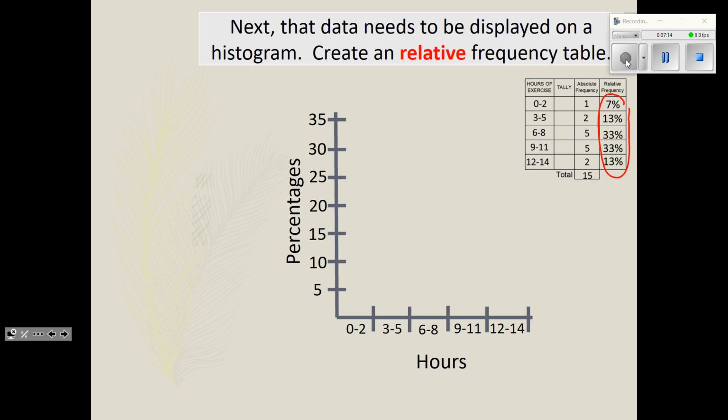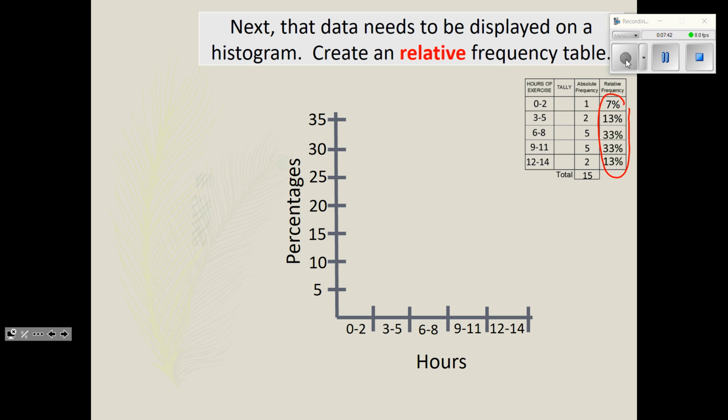So notice that we changed our y-axis to percentages, and the percentages range from 7 to 33%. So I want to make sure that when I'm figuring out how to label the numbers here, that I go up through at least 33%. So I chose to go by 5s up to 35% so that I can have all those numbers covered. Notice down here I still have the same thing. I have hours with the breakdown that we decided on.